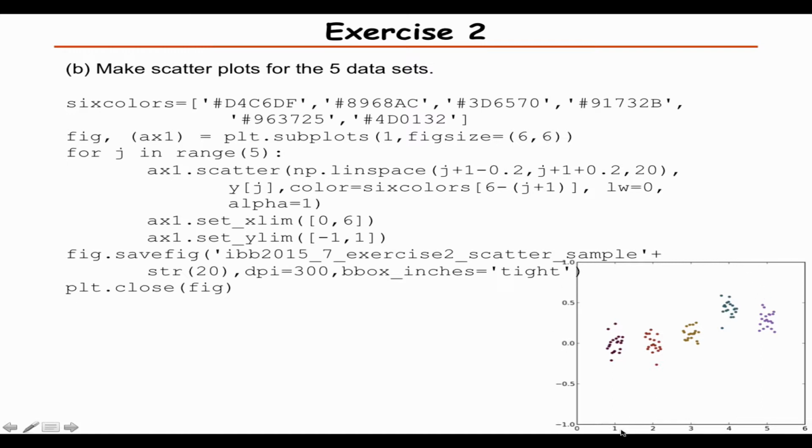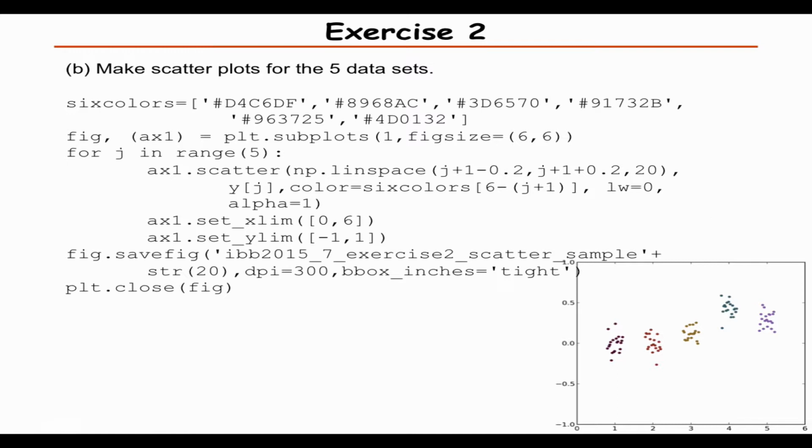So what you see is that the first data set we plot around the x value 1, between 1 minus 0.2 and 1 plus 0.2. So that's this range here. And then we choose a different color for each of them.